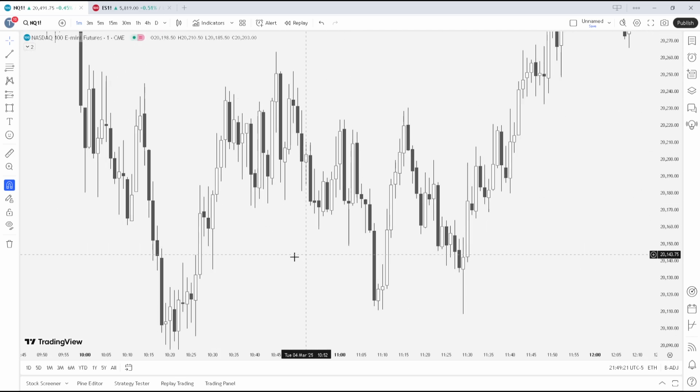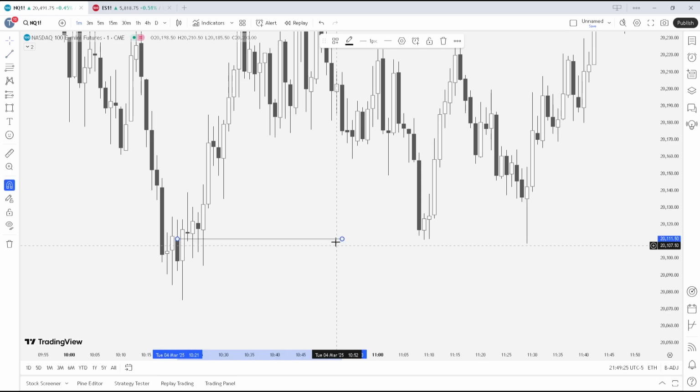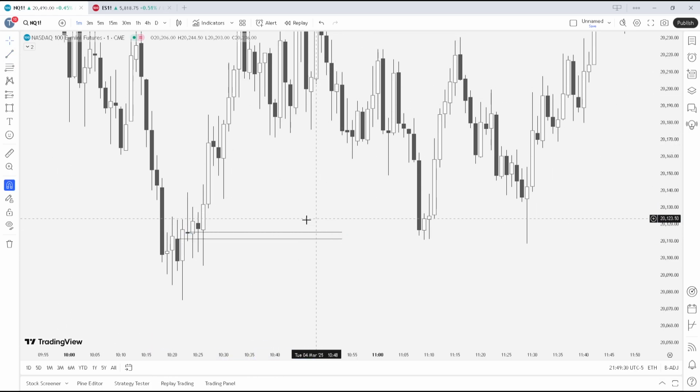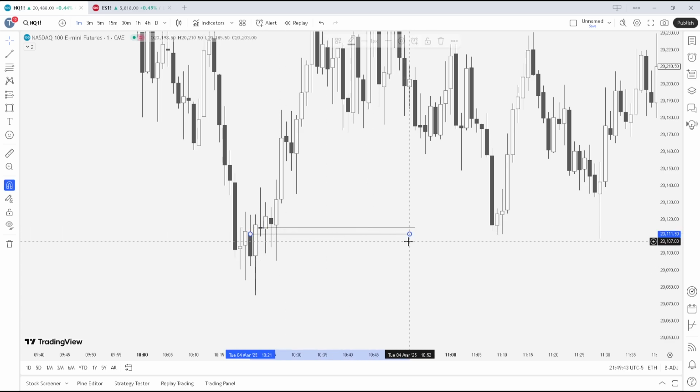Let's take a look at propulsion blocks now. This right here is actually a propulsion block. A propulsion block is essentially just an order block that is formed off of an order block. So when you have this order block, we tap into it and then we create this second order block. So now this becomes your propulsion block. This is still just an order block.